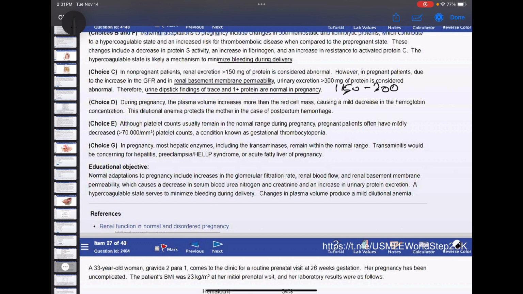During pregnancy, the plasma volume increases more than the red cell mass, causing a mild decrease in hemoglobin concentration, which we call hemodilution. Dilutional anemia protects the mother in case of postpartum hemorrhage. And the platelet counts usually remain in the normal range. Pregnant patients often have mildly decreased platelet counts, a condition known as gestational thrombocytopenia. And most hepatic enzymes, including the transaminases, remain within normal range in pregnancy.